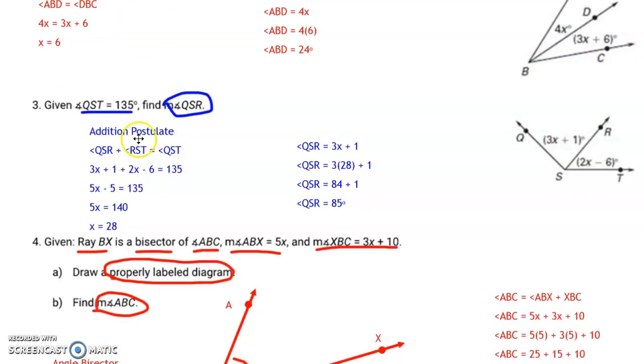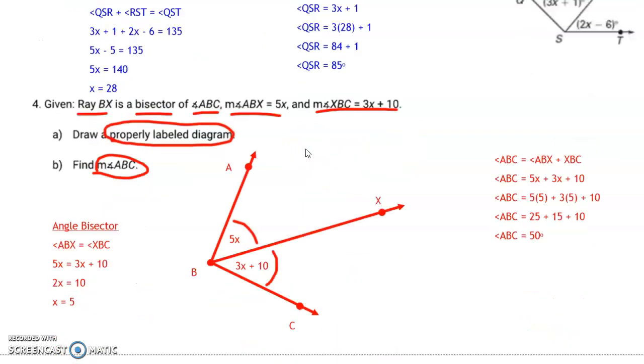We did the same thing for number 3. Addition postulate just says that these two adjacent angles add up to the large angle that they make. So we stated the relationship, we set up the equation, we substituted values in, and then we solved. And then once we got that value of x, we took that value of x and substituted into 3x plus 1 because that's what QSR was equal to.